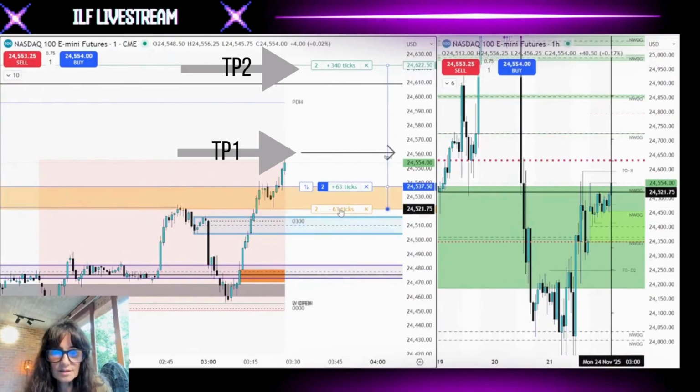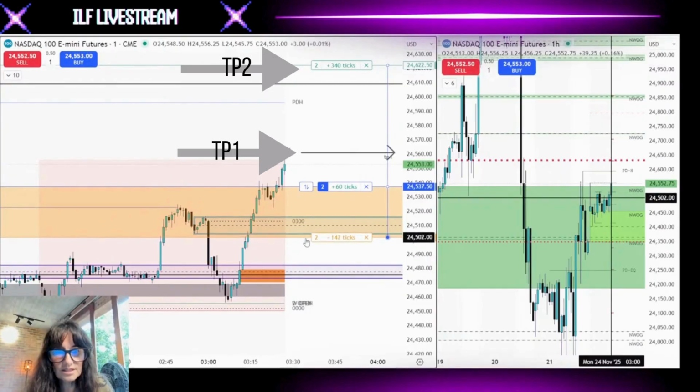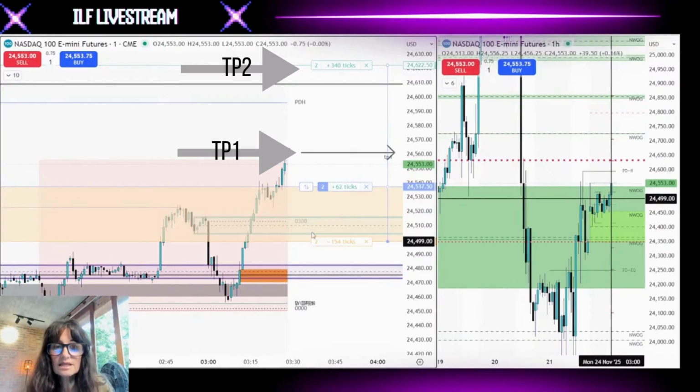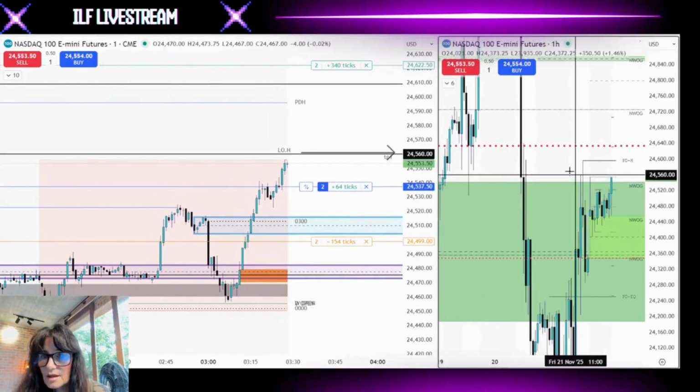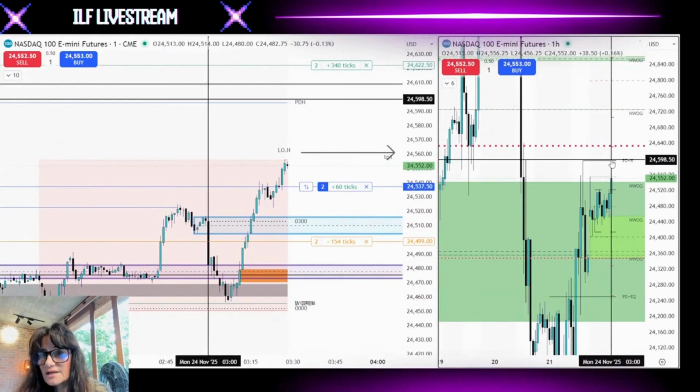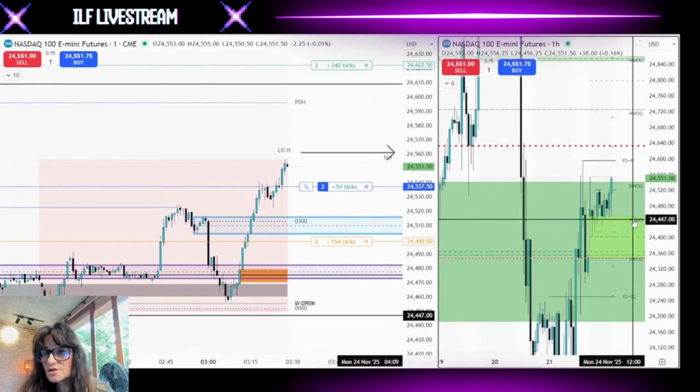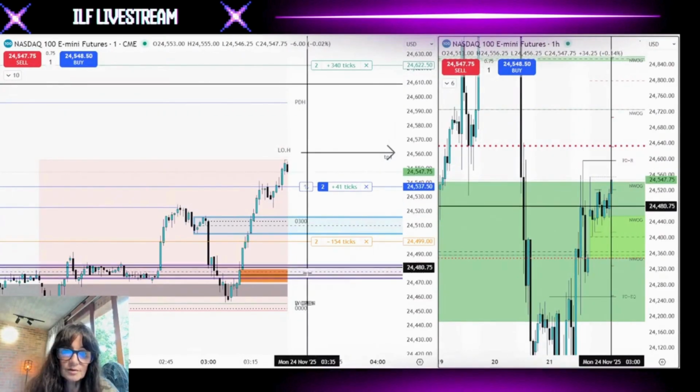TP2, I can bring it up to here. Now we did not have a break retest. We did not have this retested. Now it could take out the previous high and retest this, right? You have to remember, if you have a previous day high like this, equal highs, it doesn't go to it in a straight line. I'm not moving my stop.